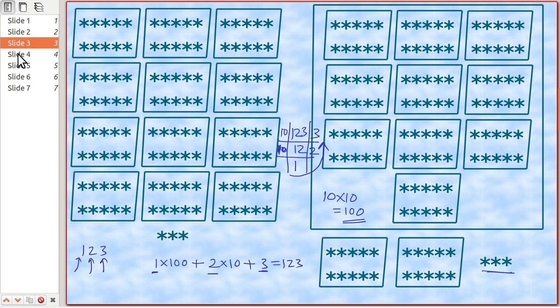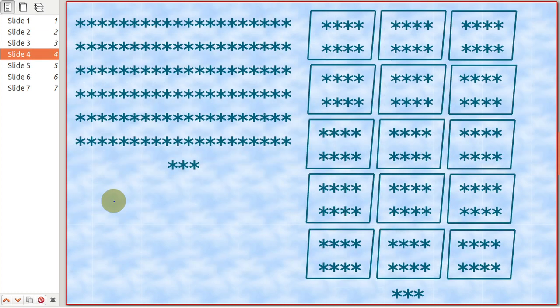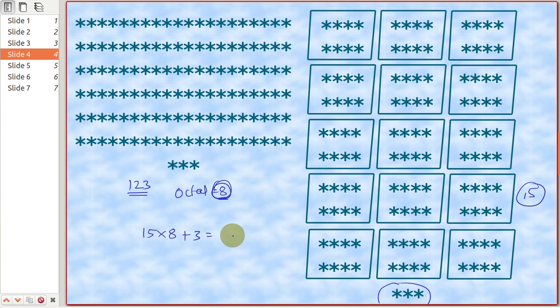So let us look into how it works for octal. Now again we have 123 stars. For octal, the base is 8. So we are converting the stars into boxes of 8 stars each, and we are able to create 15 such boxes, and 3 stars are loose, right? So 15 boxes of 8 stars each plus 3 loose stars, 15 times 8 is 120, so it is 123. We are representing 123 like this.